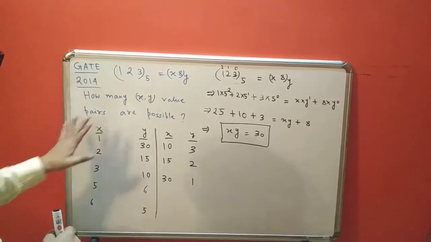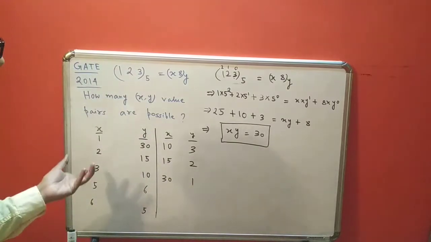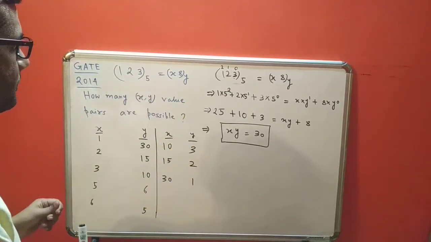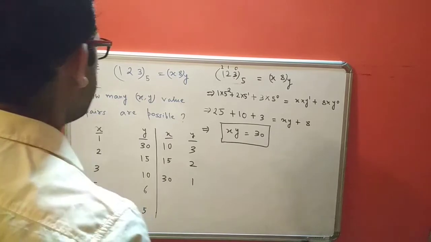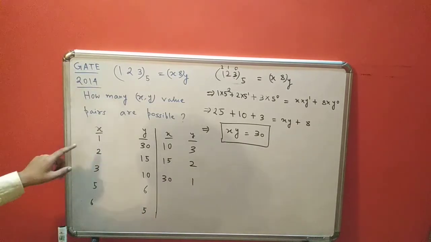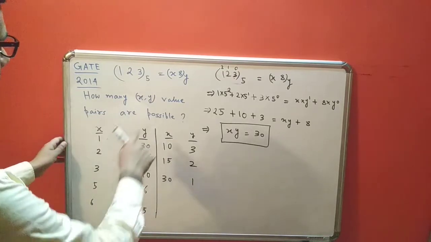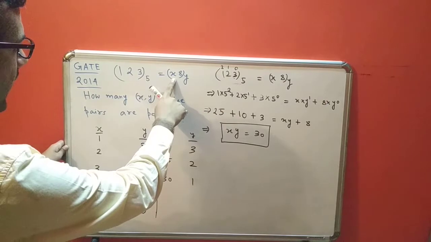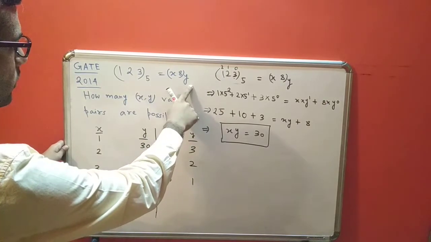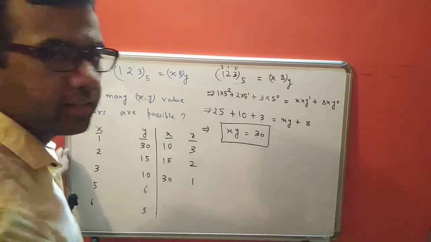Now see, can I take in all these combinations into account? I cannot. Why? Because there are certain restrictions on x and y. Right? What are some of these restrictions? See, let's just examine each pair one at a time. I have x equal to 1, y equal to 30. Now see, if I place x equal to 1 and y equal to 30, will there be any violation of the rules of radix? No.